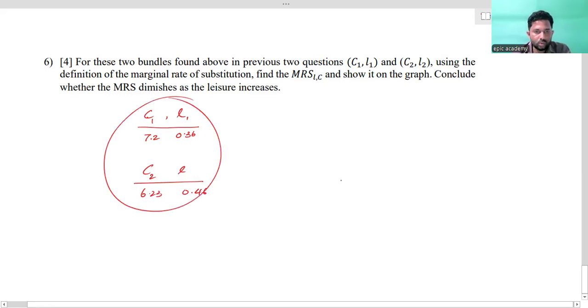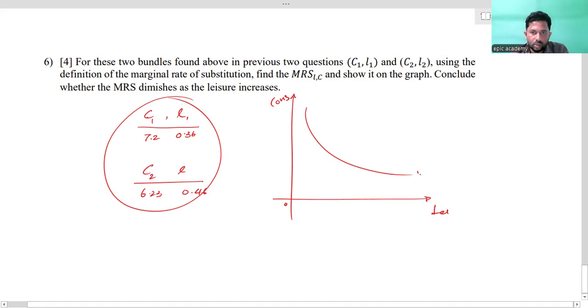Then you have to utilize the vertical axis and horizontal axis separately. This horizontal axis is for the leisure. This vertical axis is for the consumption. So then we are going to draw the IC curve. Then you have to identify this IC curve.